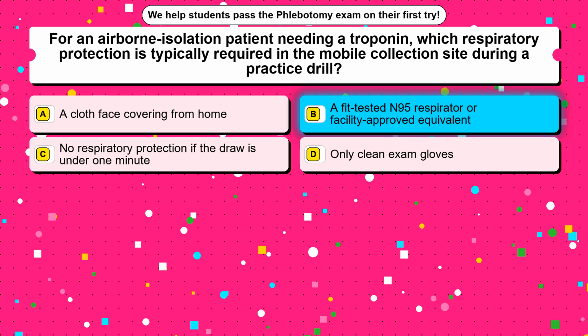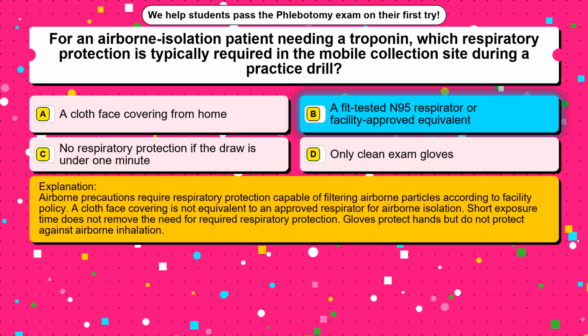The correct answer is option B. A fit-tested N95 respirator or facility-approved equivalent. Airborne precautions require respiratory protection capable of filtering airborne particles according to facility policy. A cloth face covering is not equivalent to an approved respirator for airborne isolation. Short exposure time does not remove the need for required respiratory protection. Gloves protect hands but do not protect against airborne inhalation.